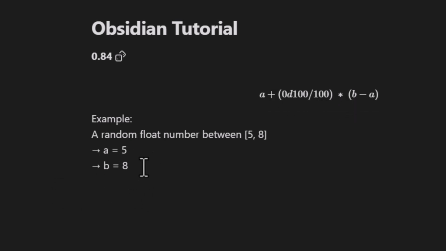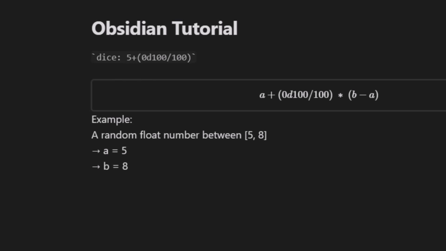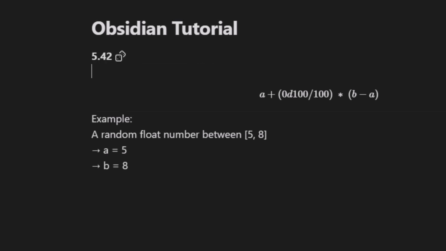For example, let's apply this for this specific example. So in this case, I should simply pass the thing which I'm going to type. So first of all, I should pass A, which is in this example 5, plus this thing which we have talked about earlier. And then we want to multiply that by B minus A, which in this example is 3. So that's it. And if I exit out of it, you can see it is generating a random float number between 5 and 8.